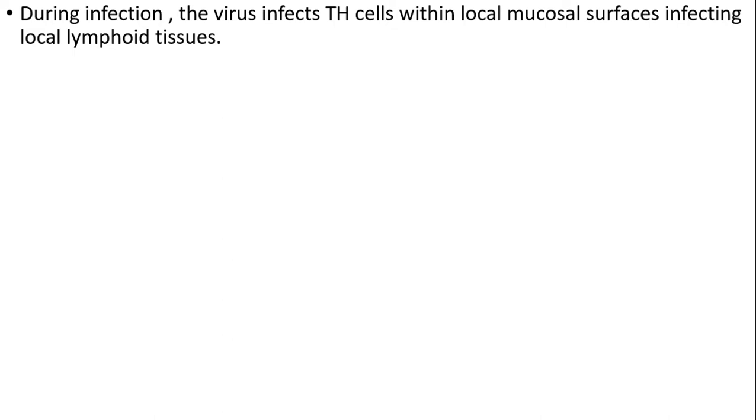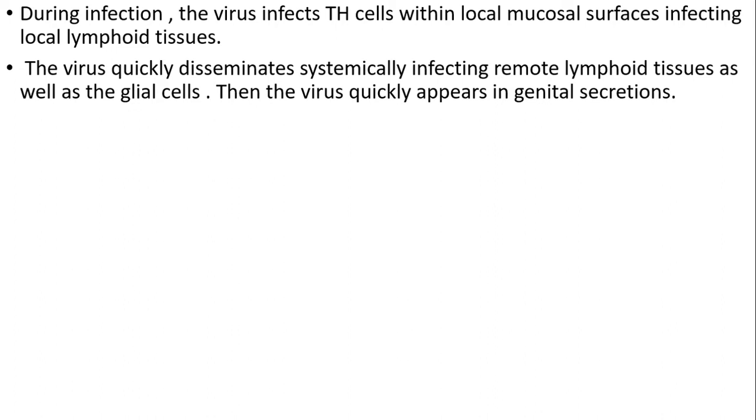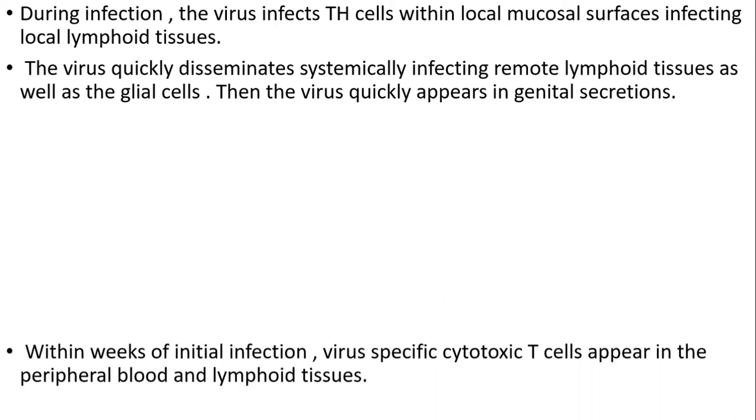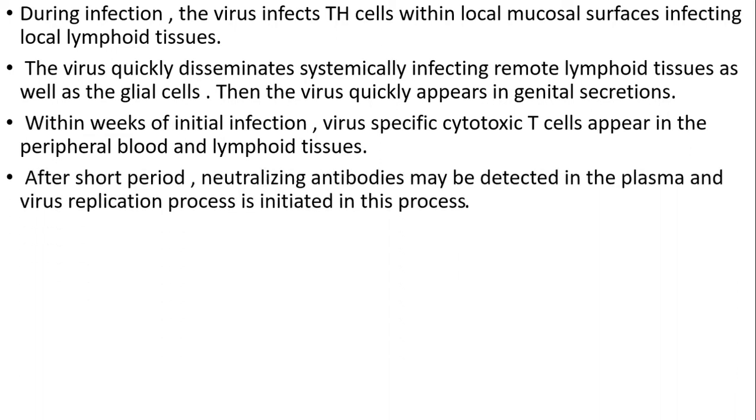During infection, the virus creates foci within the local mucosal surfaces, infecting the local lymphoid tissue. The virus quickly disseminates systemically, infecting the remote lymph nodes as well as the glial cells. Then the virus quickly appears in the genital secretions. Within a week of initial infection, virus-specific cytotoxic T cells appear in the peripheral blood and lymphoid tissues. After a short period, neutralizing antibodies may be detected in the plasma.